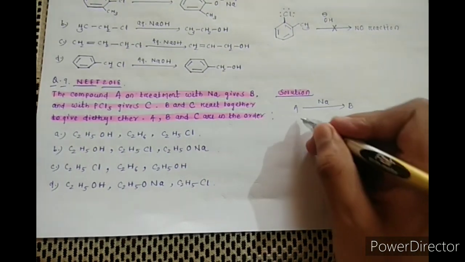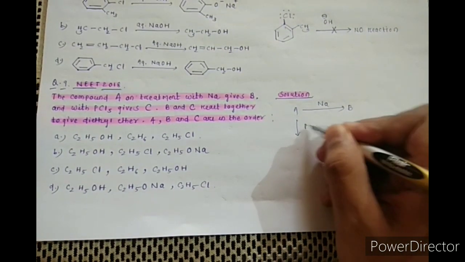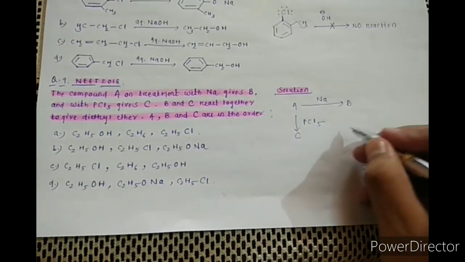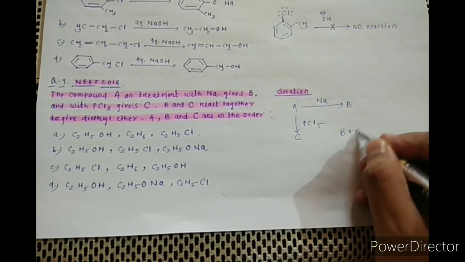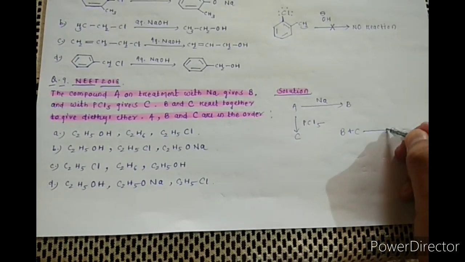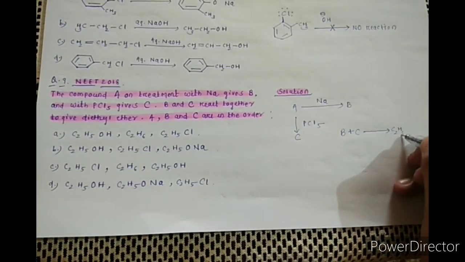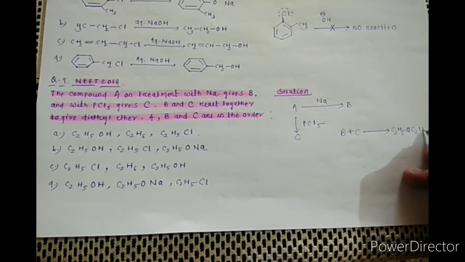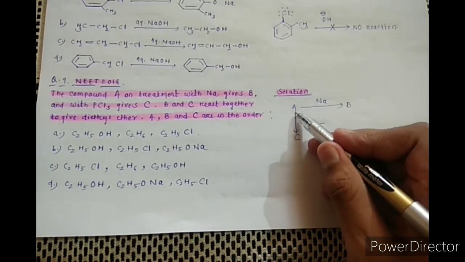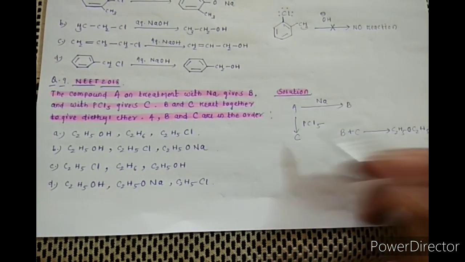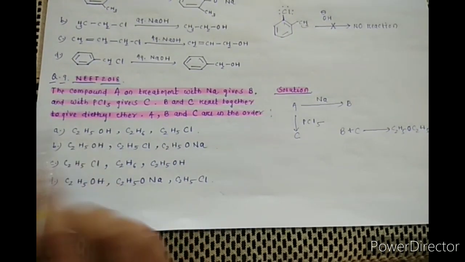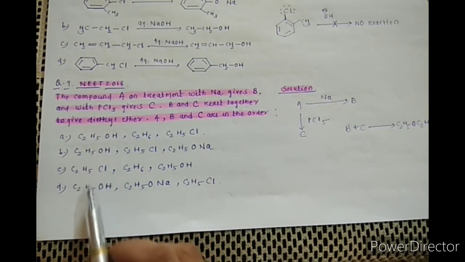And A when reacting with PCl5 forms C. Now B and C react together to give diethyl ether, that is C2H5OC2H5. So you have to find out what is A, what is B, and what is C. Now come to the options given in A, B, C and D. Look here, A is given as alcohol in all the options.